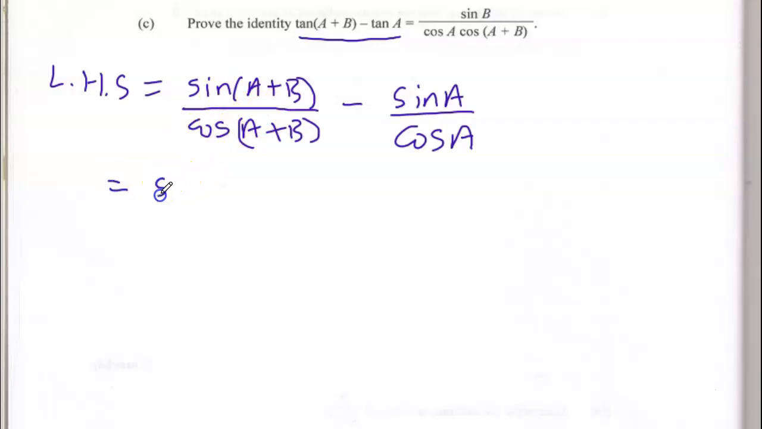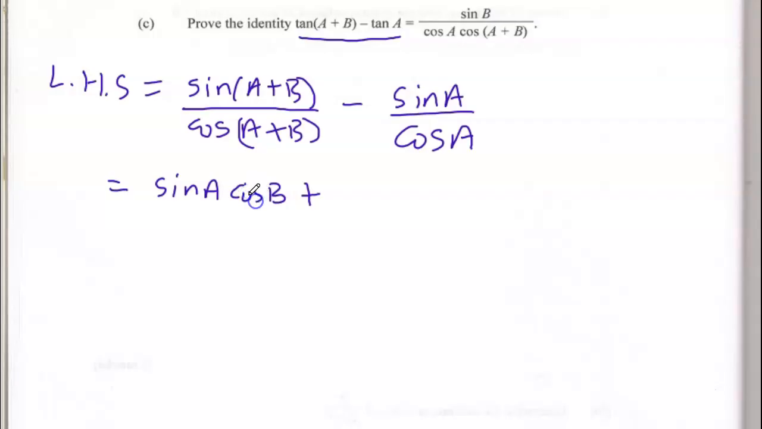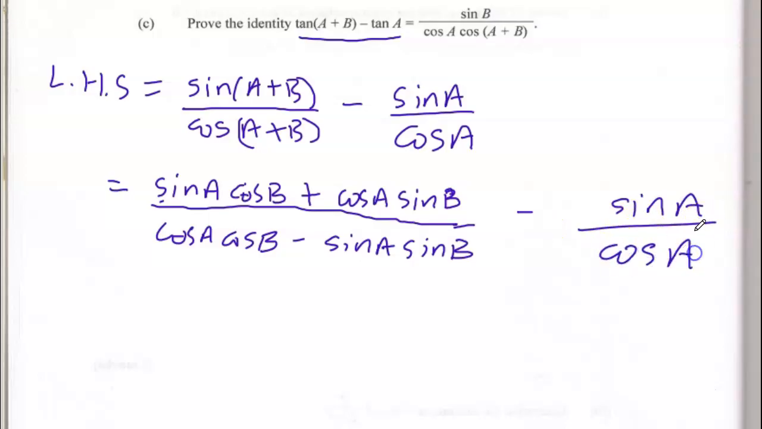So we're expanding there. Using the addition formula, expanding sine A plus B, we get sine A cos B and then cos A sin B over the denominator. So we expand the cos there, we get cos A cos B minus sin A sin B, over sin A cos A. Now we can bring the denominators together.